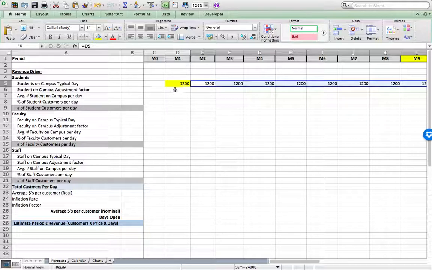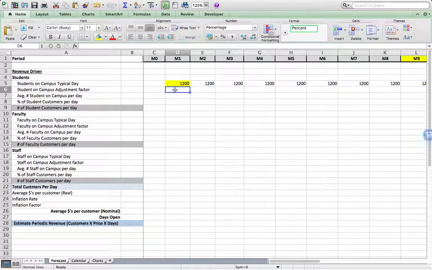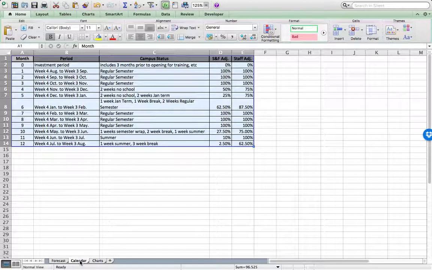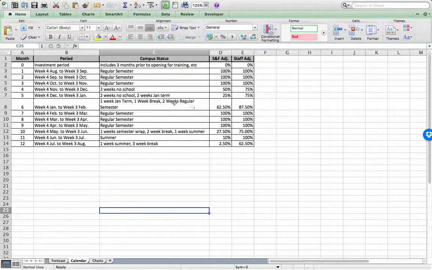Students on campus adjustment factor. Again, this for us was the thing that was going to say, well, that's how many would be on in a typical full semester on any given day, but we need to adjust that for whether this is a period that's full semester or not. You'll see I have a calendar over here. It's the same one I had in the presentation earlier where I built out these adjustment factors.